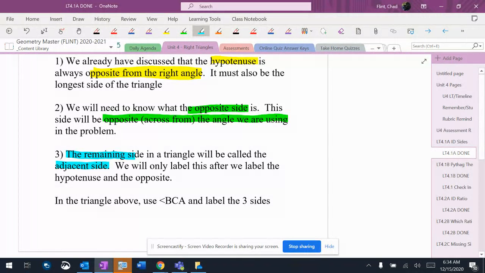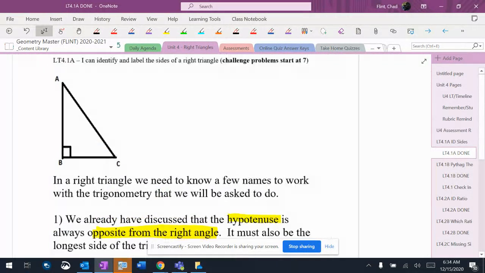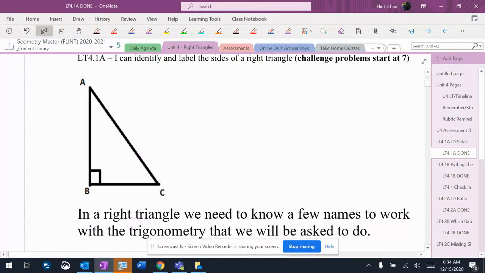So here's the system that we're going to use to do this. It says use angle BCA in the triangle up there and label the sides. So we go up there. We haven't messed around with triangles in a little while. So remember, when we highlight an angle, we just need the corner. I'm going to highlight the angle BCA right there. And then I'm going to label the sides.